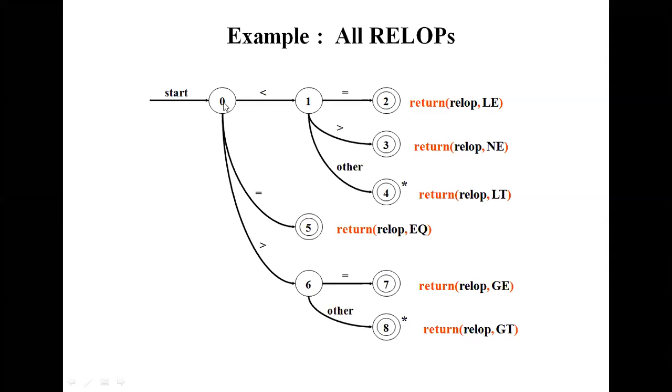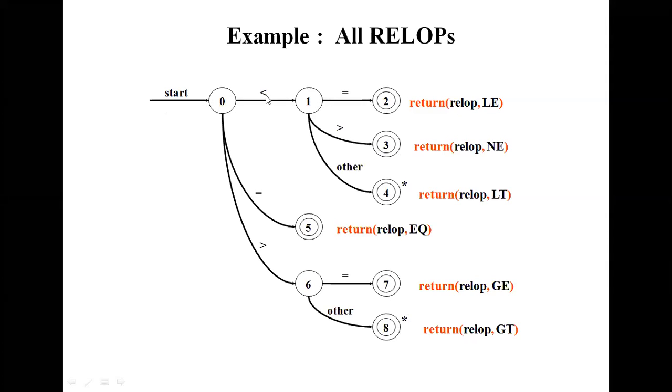Starting with 0, here we have 0 as the initial state, and then 1 and 2. How many final states do we have? 2, 3, 4, 5, 7, 8. These are the final states. The double circle representation indicates that those are final states. Starting from 0, now read down.